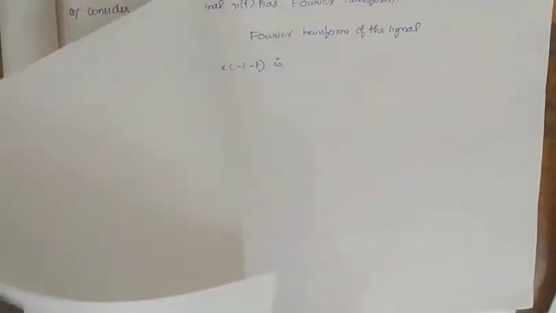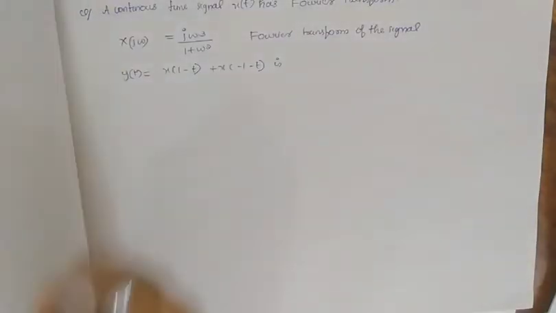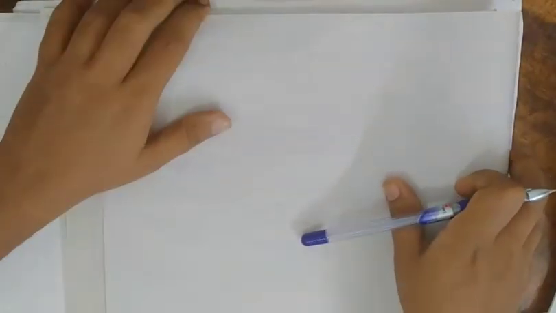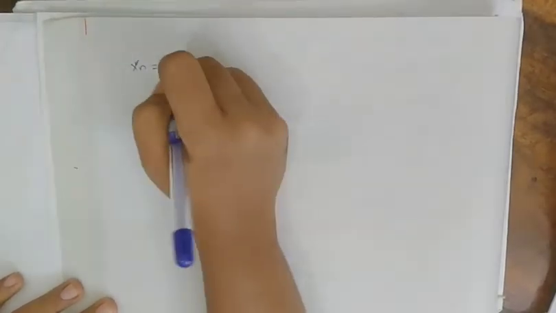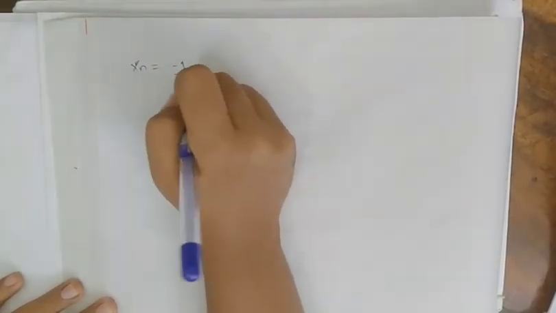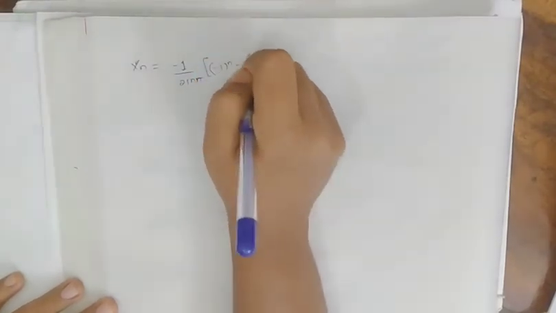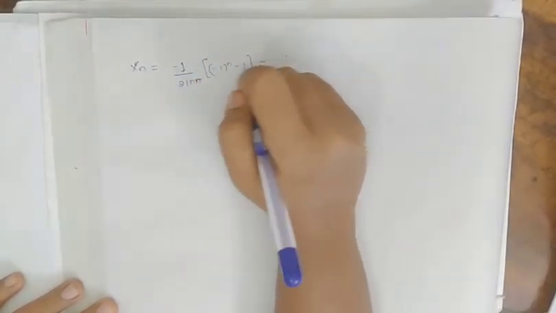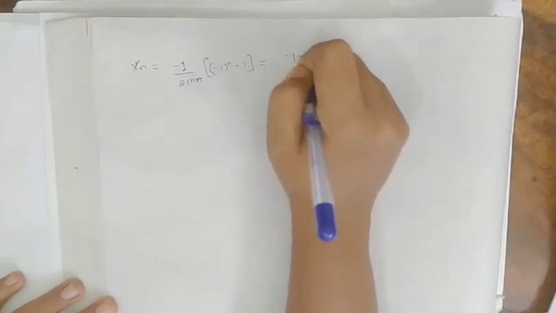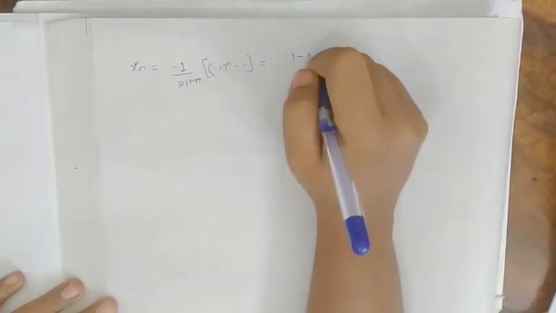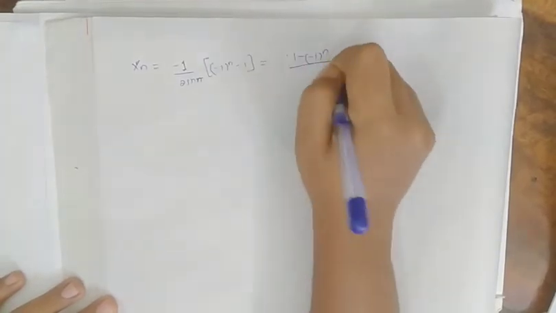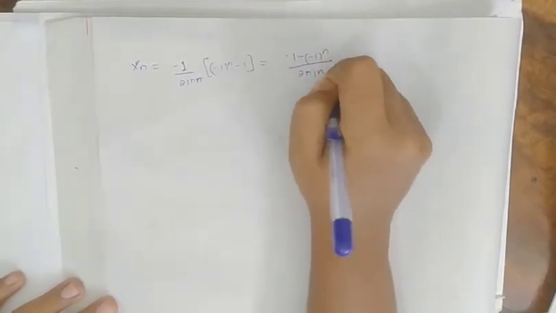So I'll write it over here. We'll get xn equal to minus 1 divided by 2jnπ into minus 1 the whole raised to n minus 1, which is equal to, taking the minus inside, 1 minus minus 1 the whole raised to n divided by 2πjn.